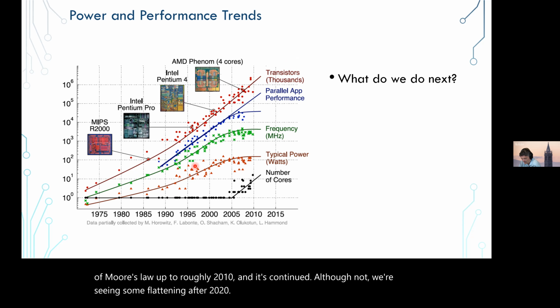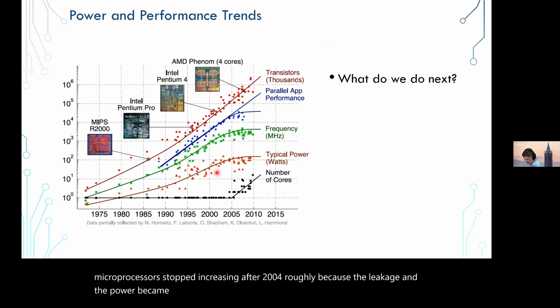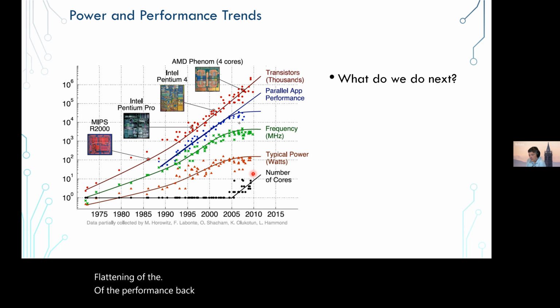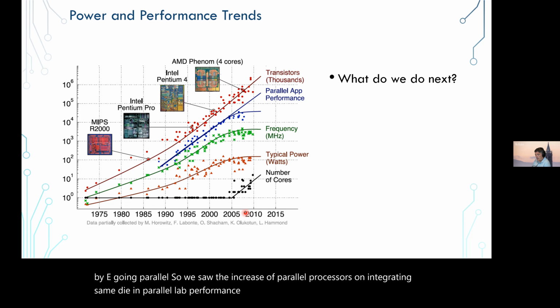Performance used to come out of the frequency, but the frequency of microprocessors stopped increasing after 2004, roughly, because the leakage and the power became unacceptable. The frequency was limited by the power, and that's why we saw flattening of the performance back then. The way to get more performance was going parallel. So we saw the increase of parallel processors integrated on the same die, and parallel performance continued going up. Now that is going to flatten out, and many have pointed to that.